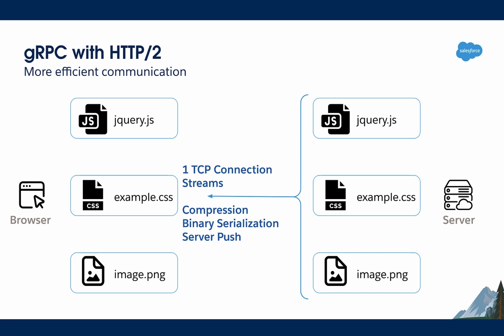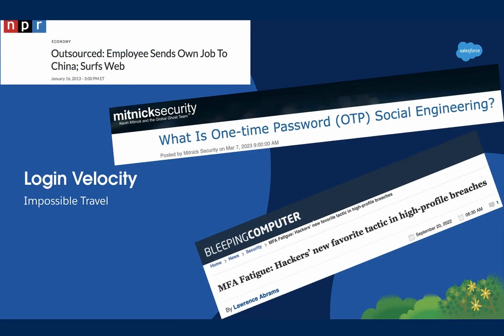So these are some of the examples as to why gRPC over HTTP2 and hence the PubSub API give us a significant performance boost. So let's take a look at how we can use these to do some interesting stuff. And the first use case I'd like to start with is this concept of login velocity.